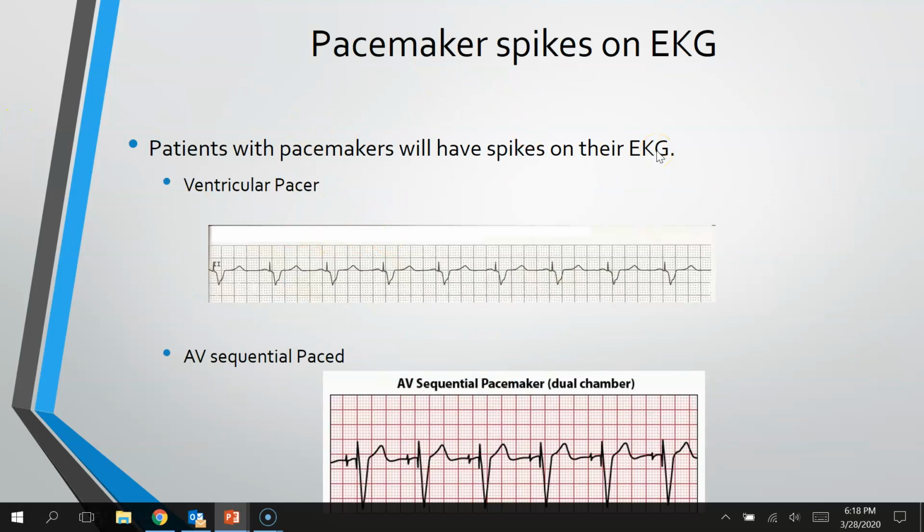Pacemaker spikes on an EKG, you'll actually see that. So there's ventricular pacers and atrial AV sequential pacers. These are the pacemakers that are implanted in a patient to try to help. They actually kind of shock the heart a little bit, okay? So you're going to see that. See right here, this is going to be your pacer spikes.